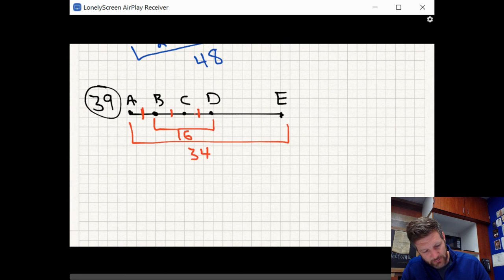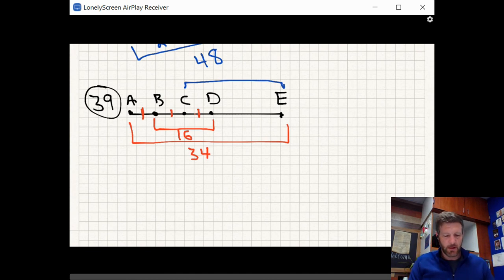So they want to know, from C to E. So kind of a weird piece. I might have to reason my way to this. I can't just subtract it, though you might be tempted. Do I take 16 and 34? Do I add them? Do I subtract them? Do I multiply them? Well, we've got to slow down and reason our way a little more slowly than that.